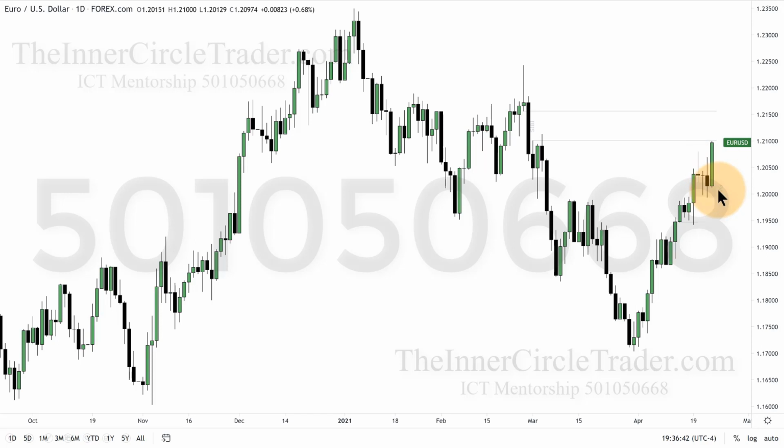This fair value gap is a discount array, and the premium array next is the discount low here, consequent encroachment, and the premium high of the respective range here.